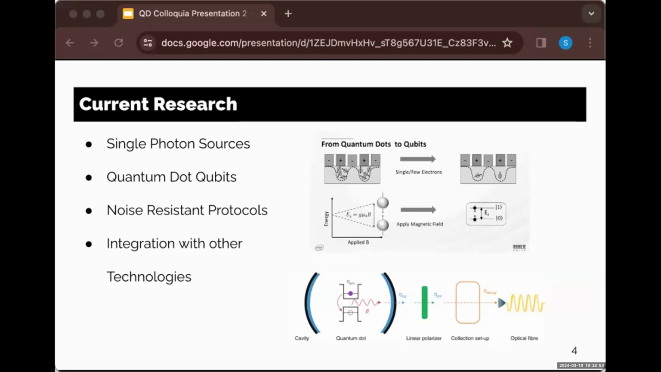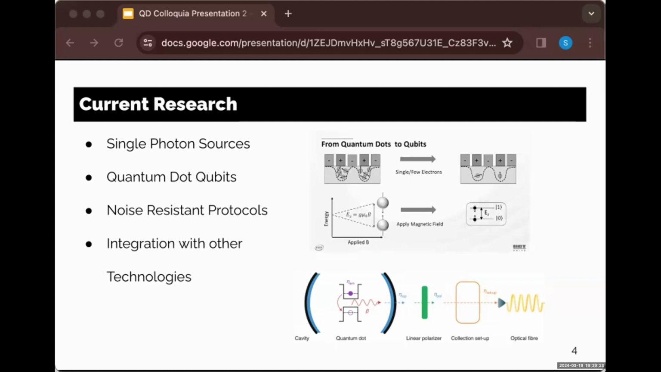Next, quantum dot qubits. Quantum dots can also serve as qubits, the basic building blocks of quantum computers. Researchers are investigating the integration of qubits based on quantum dots into QKD systems to enhance the security and efficiency of key distribution. This research aims to exploit the unique properties of quantum dots, such as long coherence times and ease of control, to improve the performance of QKD protocols.